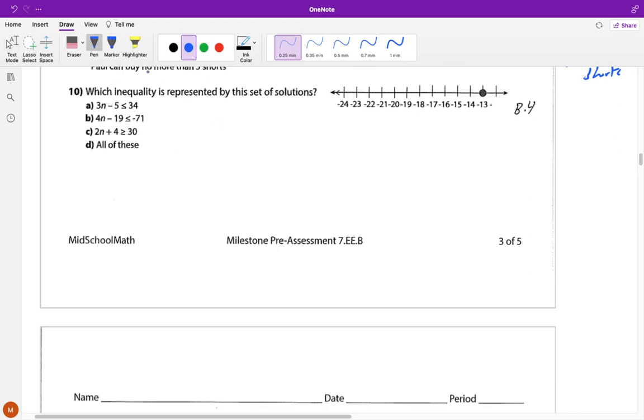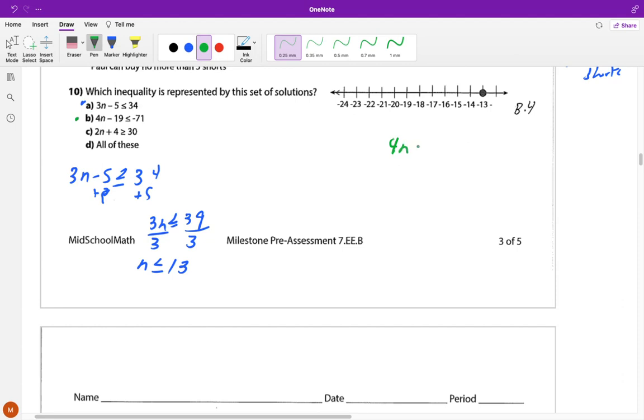All right, for this number 10, which inequality is represented by this set of solutions? So we would just actually need to go ahead and solve all these. So A is 3n minus 5 is less than or equal to 34. So add 5 to both sides. So 3n is less than or equal to 39. Divide by 3, divide by 3. N is less than or equal to 13. These are in the negative, so I know it can't be that one. If it wasn't negative, that would have been the answer.